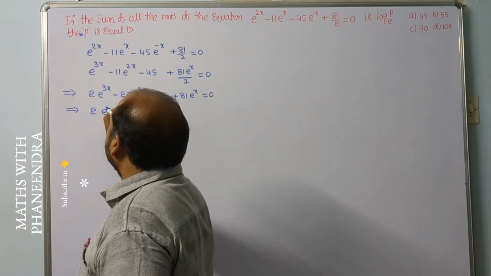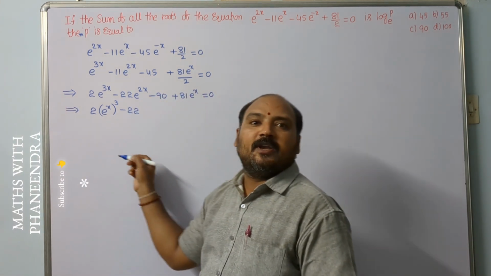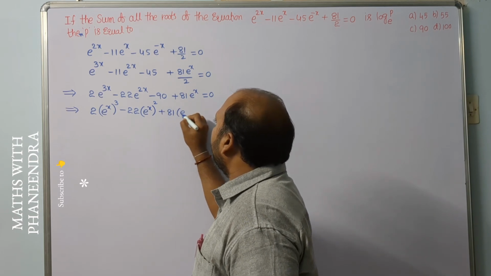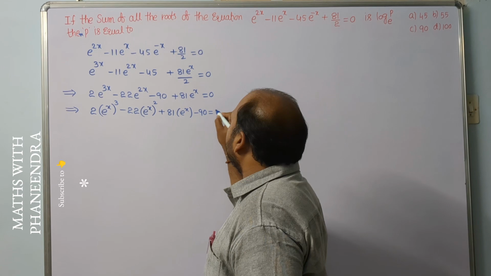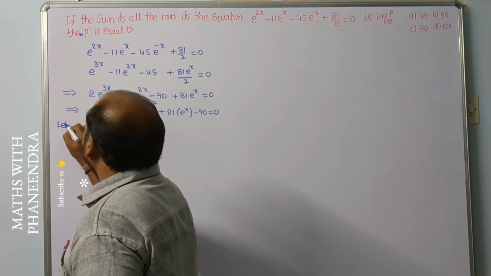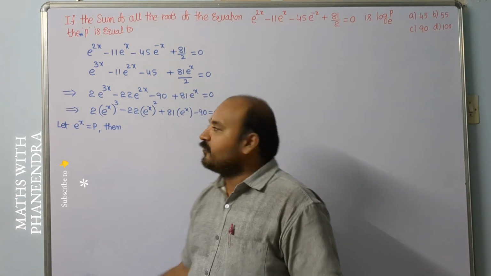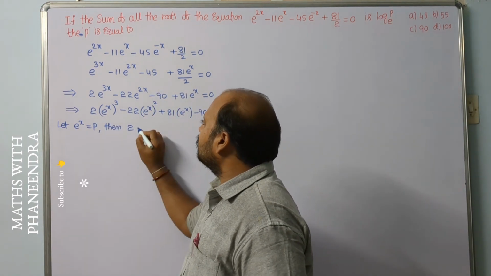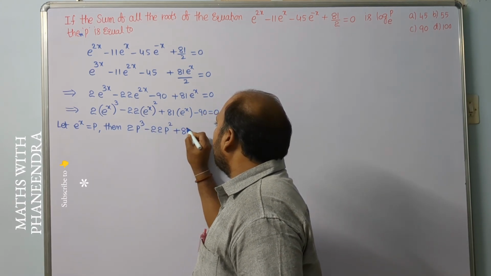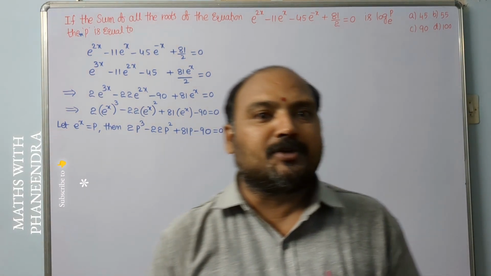Now, 2 into e power 3x can be written as 2 into e power x whole power 3 minus 22 into e power x whole square plus 81 into e power x minus 90 equal to 0. Let e power x equal to p, then the above equation becomes p cube minus 22 p square plus 81 p minus 90 equal to 0. It is a cubic equation, dear students.